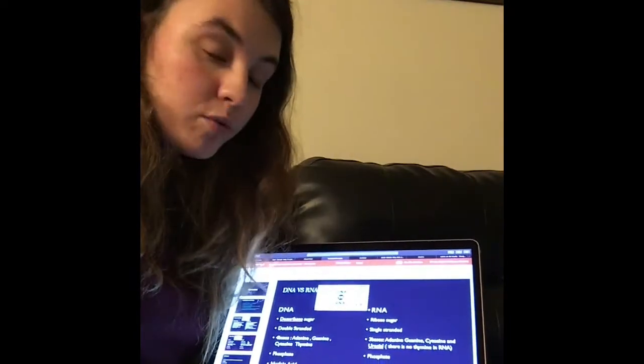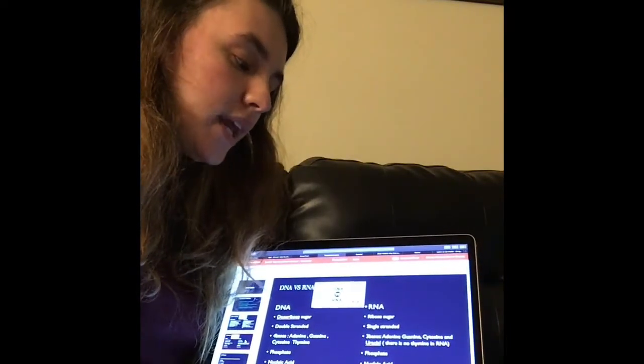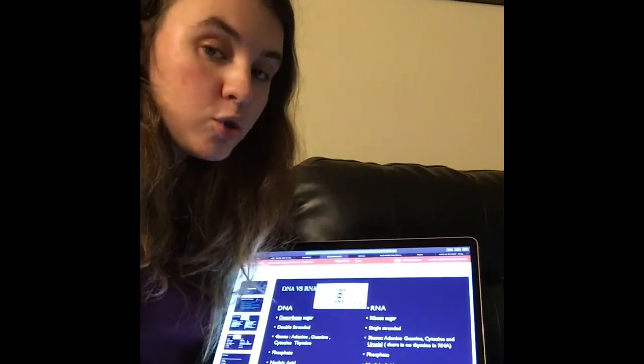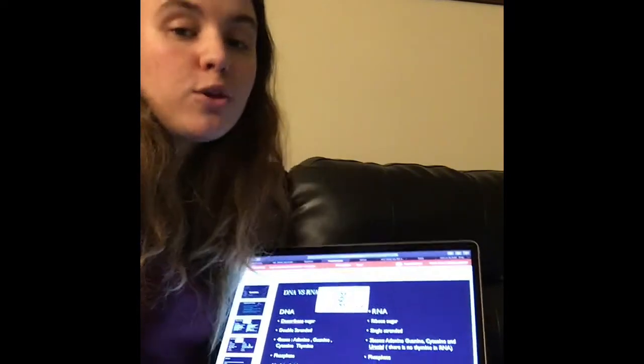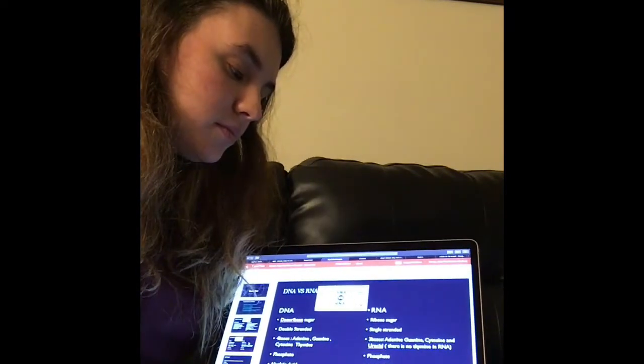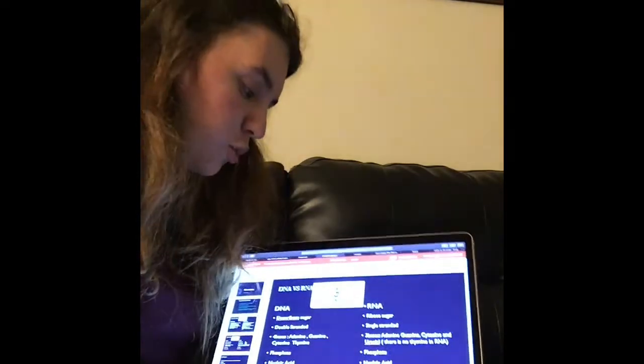It also has 4 bases: adenine, guanine, cytosine, and uracil. Instead of thymine, RNA uses uracil. And it is also a phosphate and a nucleic acid.